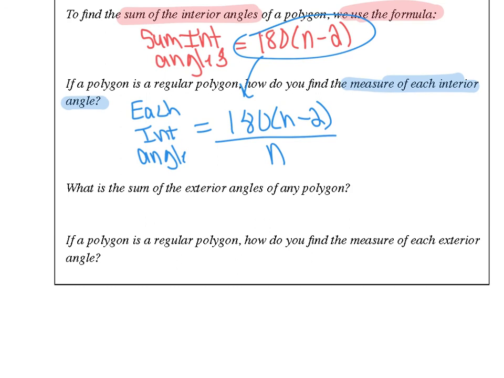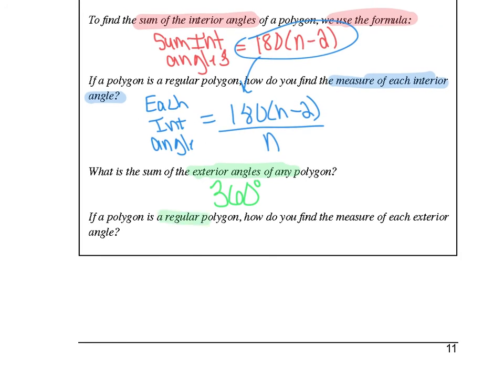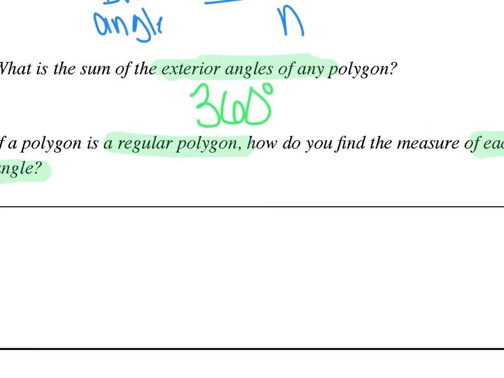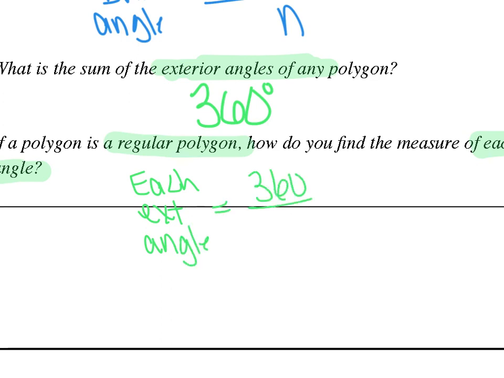Now, in the next one, it's looking at exterior angles. Choose a different color here. So now we're talking exterior angles, and if you're talking exterior angles, we know they always add up to 360 degrees. If it's a regular polygon, each exterior angle means we take that 360 degrees. So we'd say each exterior angle equals 360, which is the total, divided by however many sides the polygon has.